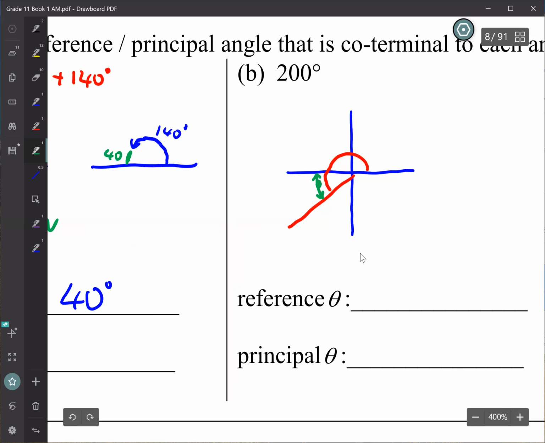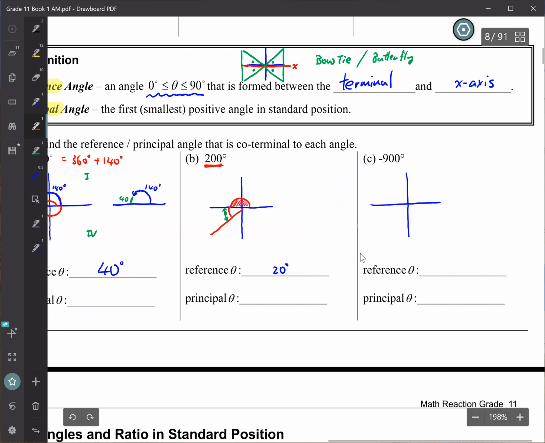Nathan? Is it 20 degrees? Yeah, it's 20 degrees. Okay, let me go over it. So how big is this shaded part? How many degrees? That's 180. So how much more so we can get to 200? Oh, 20. Yeah. So we are just looking for the slice, a part of the whole turn. So let's try another one.